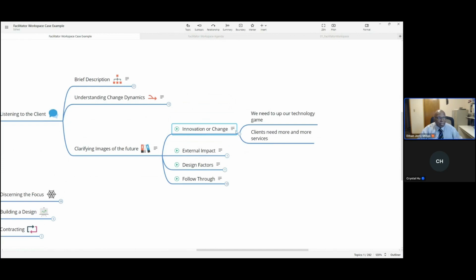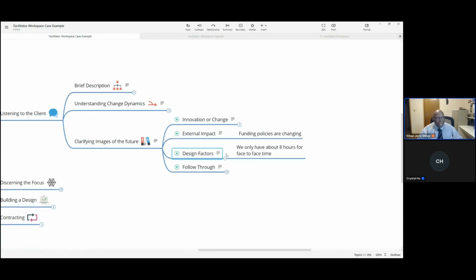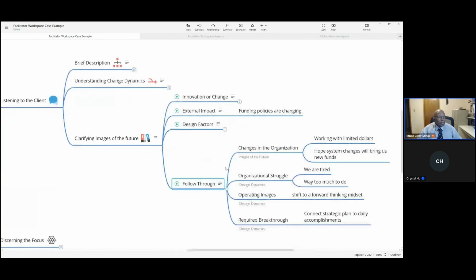We need to update our technology. They acknowledge that the clients need more services. Funding policies are challenging. They only got about 8 hours for this face-to-face. And the last point is they want to make sure they follow through. And that follow through really requires changes in the organization, the organizational struggle. We mentioned they're tired before, the operating images, and connect strategic plan to daily accomplishments. So the plan's part of what everybody does and everybody experiences.